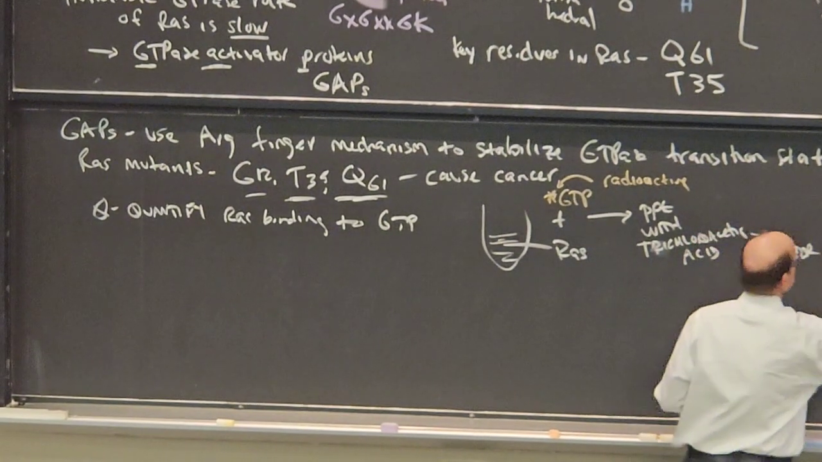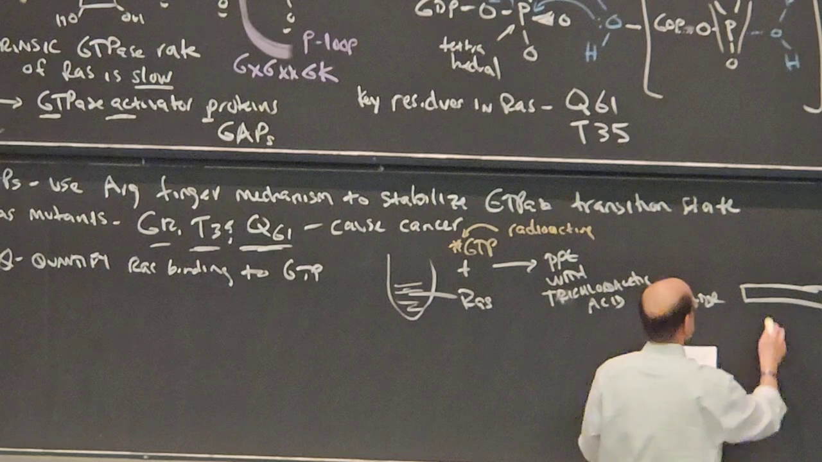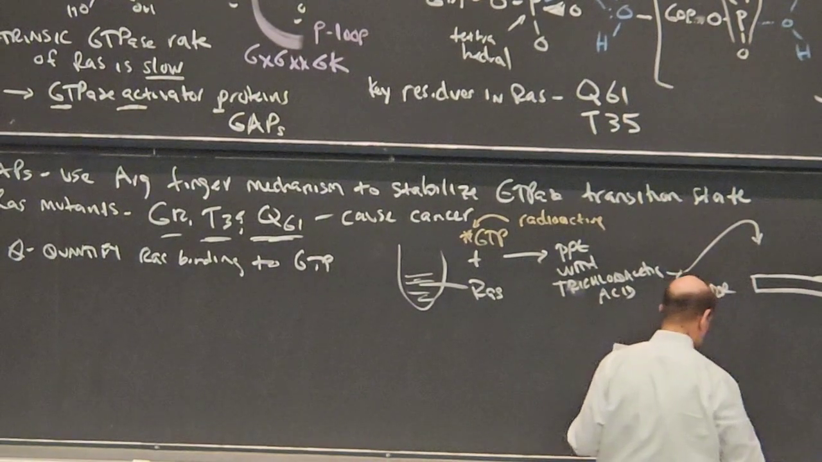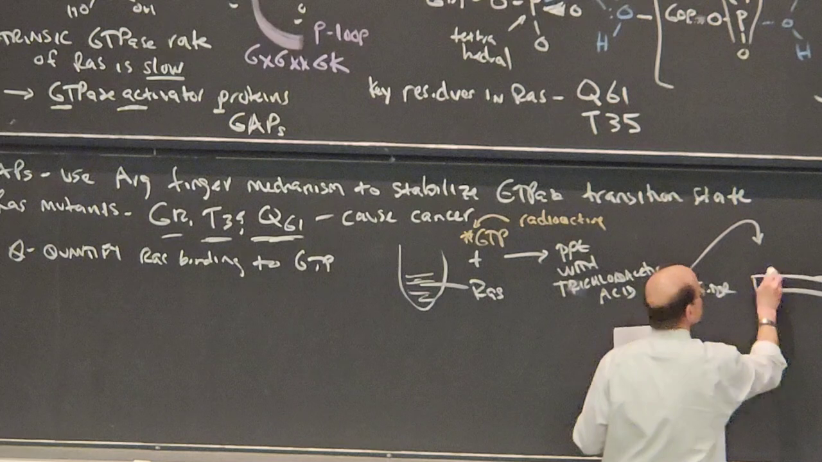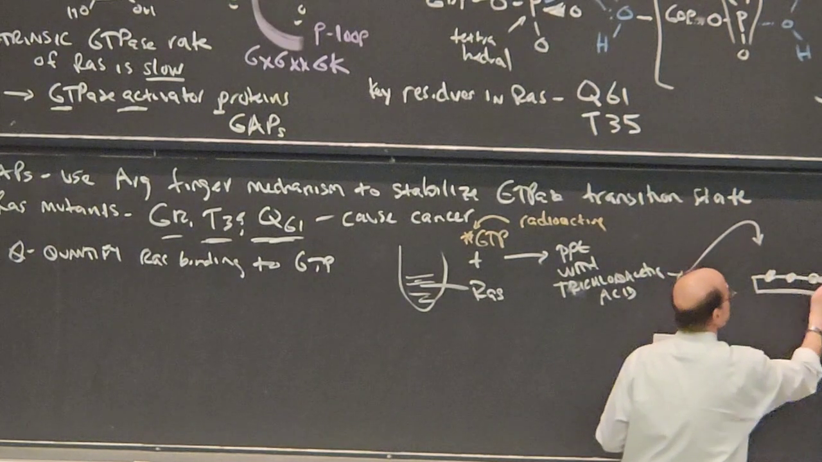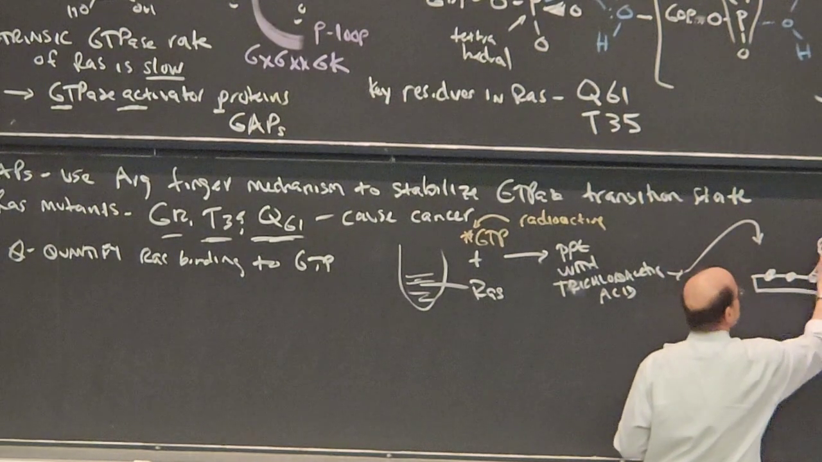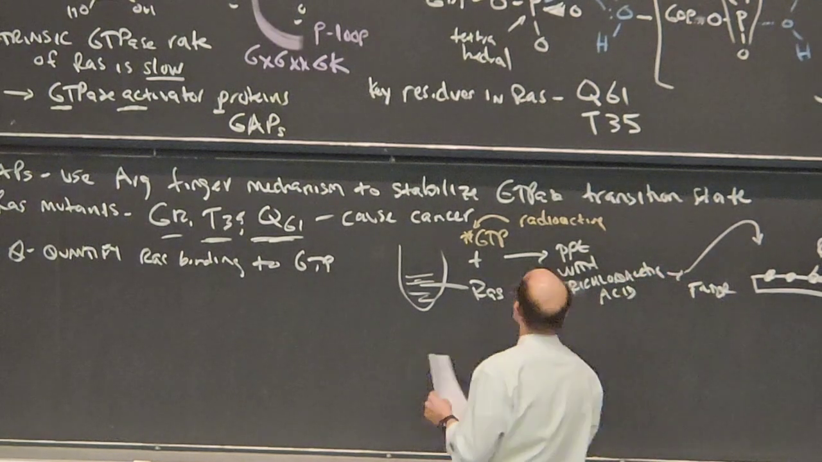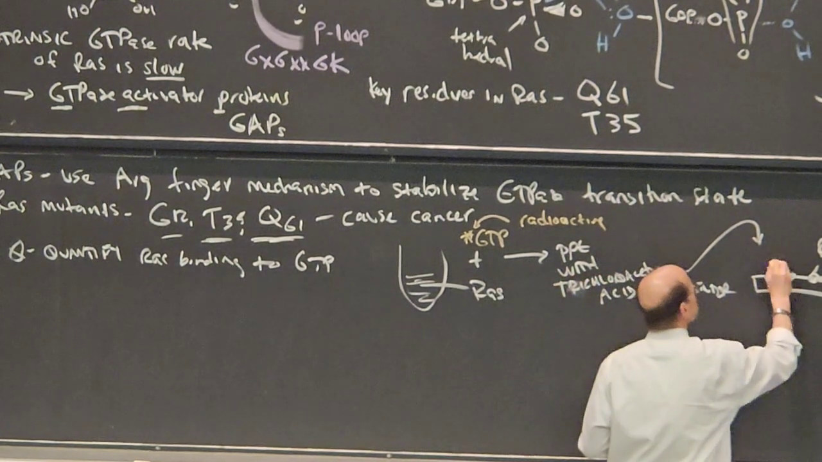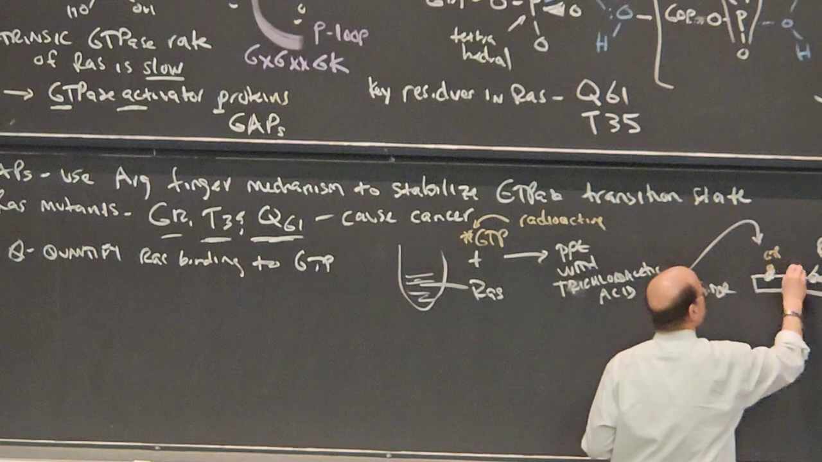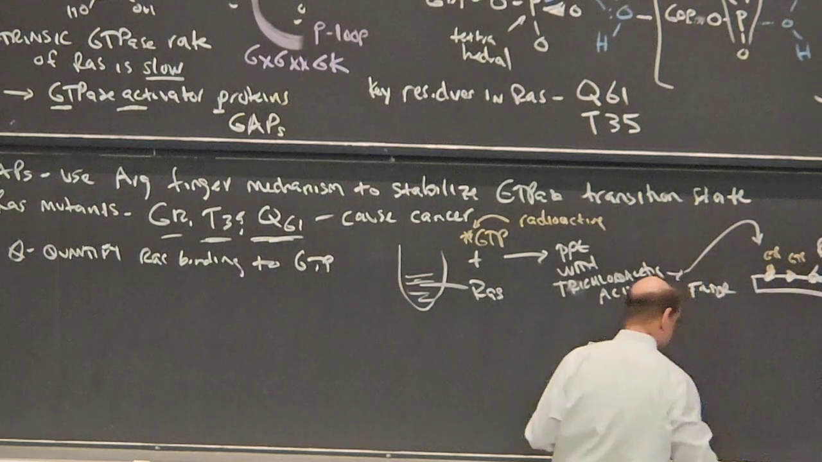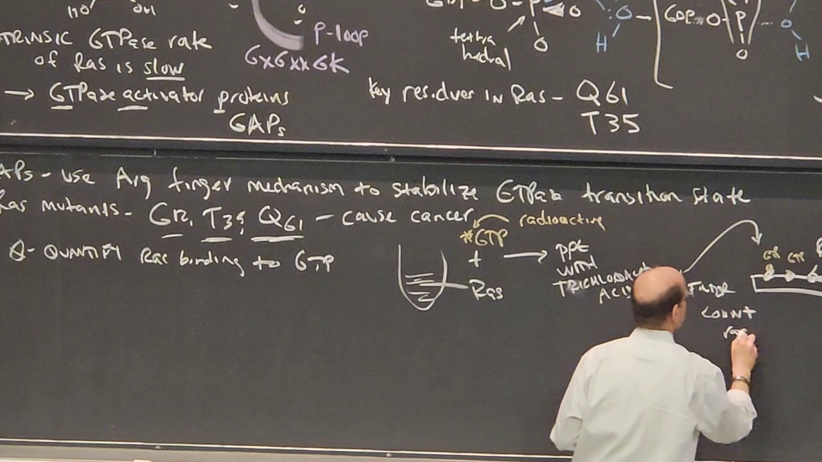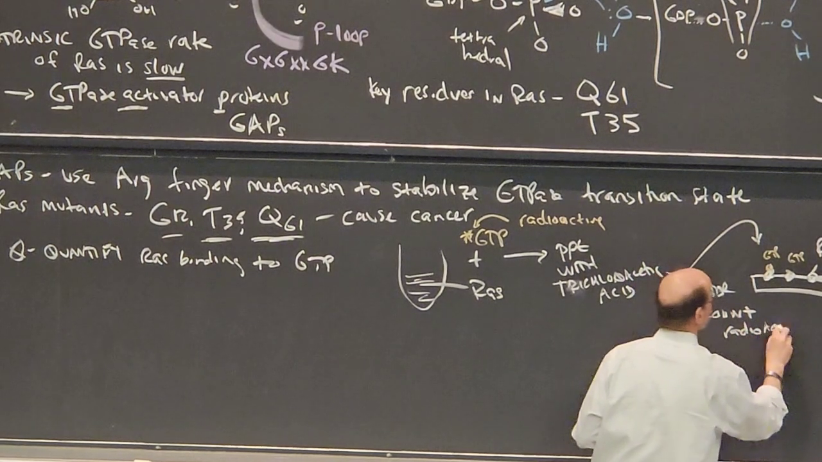Okay, so now I've got a filter sitting like this, and I'm going to pour this stuff through it, and the RAS protein is going to get stuck on the filter because it's been precipitated, and if it's bound to the radioactive GTP, then I'm going to have GTP on the filter. And so I'm going to count the amount of radioactivity I get.